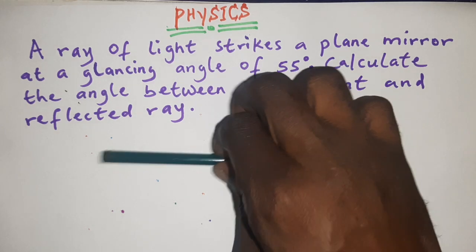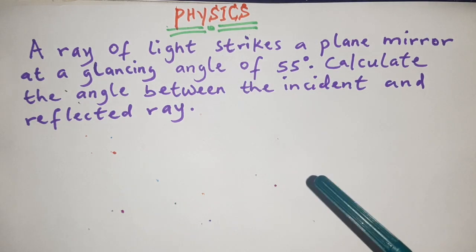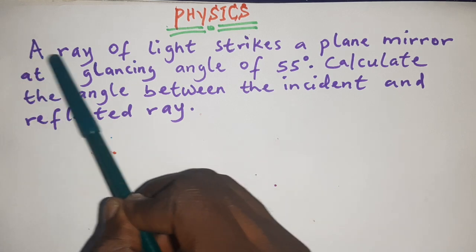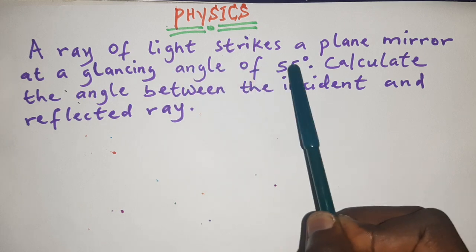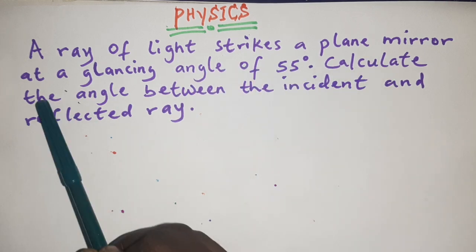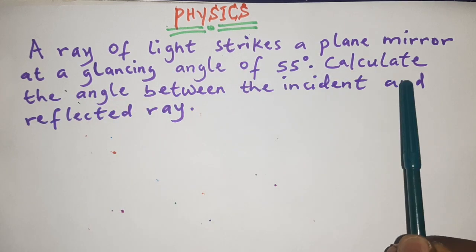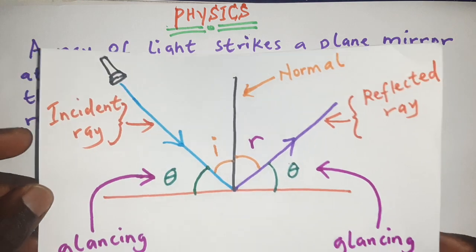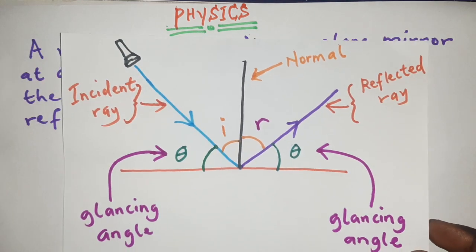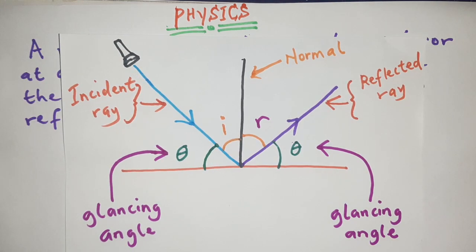Okay, so we have this interesting question under optics. It says a ray of light strikes a plane mirror at a glancing angle of 55 degrees. Calculate the angle between the incident and reflected ray. So we have a diagram here that really illustrates what you get when a ray of light hits a plane surface.